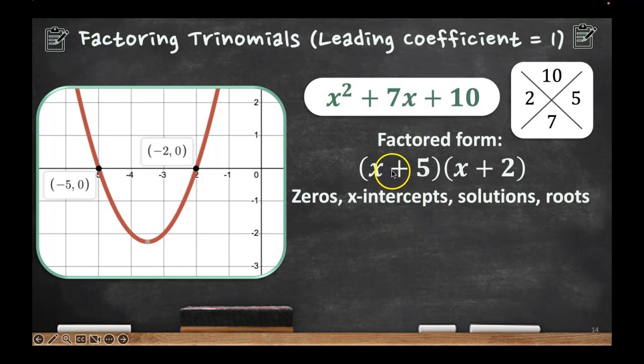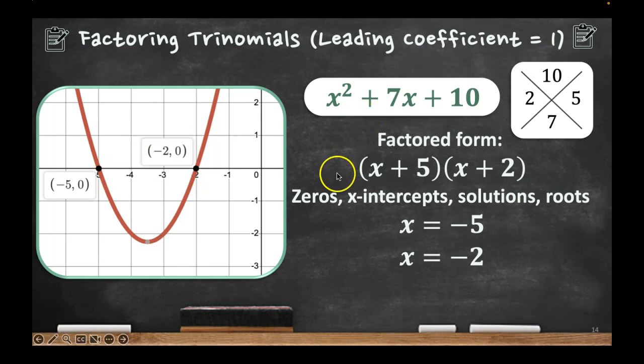From here you would take each factor and set it equal to 0. You would take x plus 5 and set it equal to 0, subtract 5 on both sides, and you'll get x equals negative 5. You would take x plus 2, set it equal to 0, and then subtract 2 on both sides, and you'll get x equals negative 2. Those are my two zeros, x-intercepts, solutions, or roots.